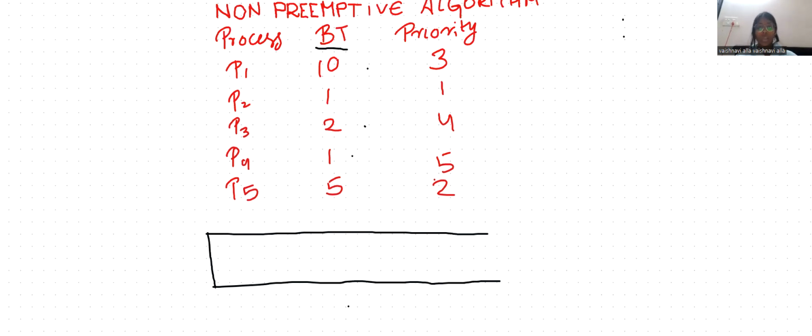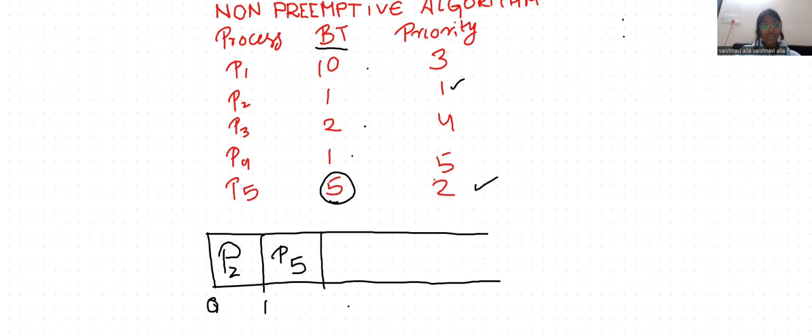Now P2 consists of 1, so P2 stands as the first priority that goes in here. We are going to start with 0, and write down the burst time number over here. Next, P5 has the second highest priority, so let us write down P5. We are going to add the burst time to the previous number, so we have 5 plus 1, which is 6.